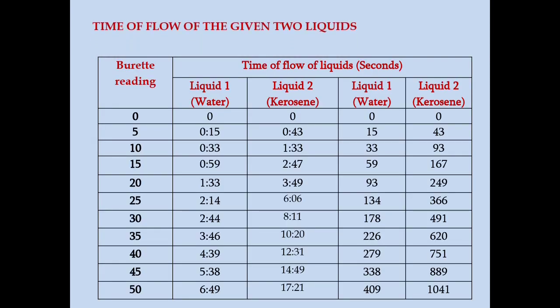Generally, the two easily available liquids in our laboratory are water and kerosene. You can even compare the coefficient of viscosities for water and coconut oil, or coconut oil and kerosene. So the easily available liquids in our laboratories are water and kerosene.